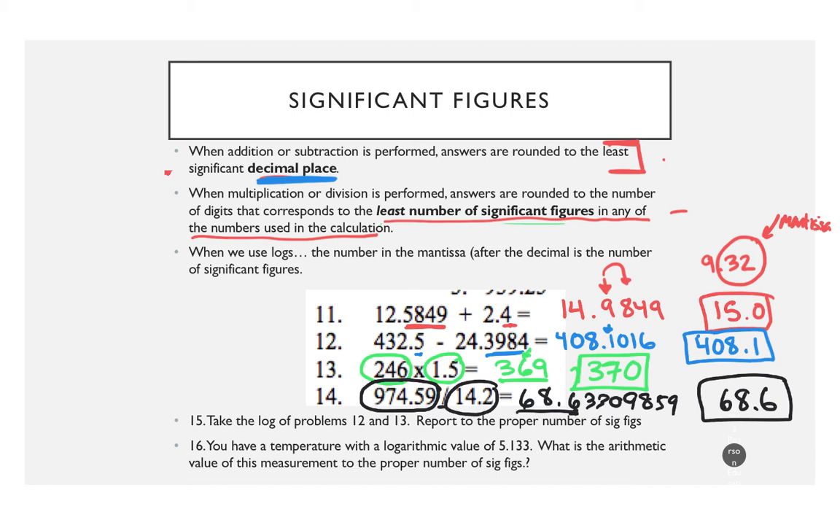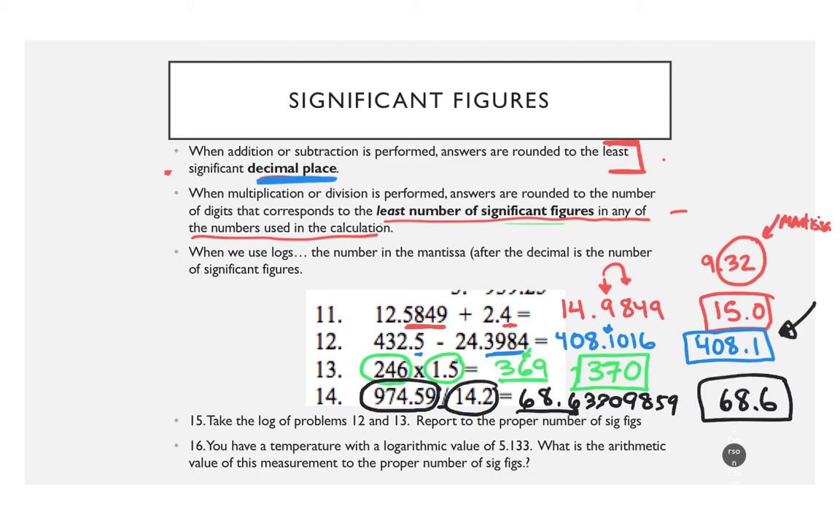Okay, so that's addition and subtraction and multiplication and division. So now let's go ahead and take a look at 2 examples of logarithmic versions of this. So we're going to take the log of problems 12 and 13 and report this number to the proper number of significant figures. Okay, so number 12 is 408.1.